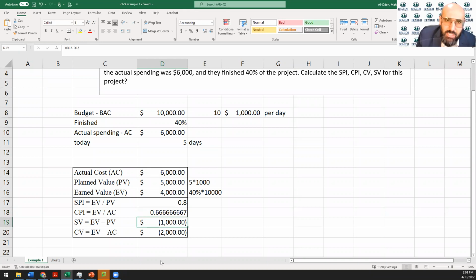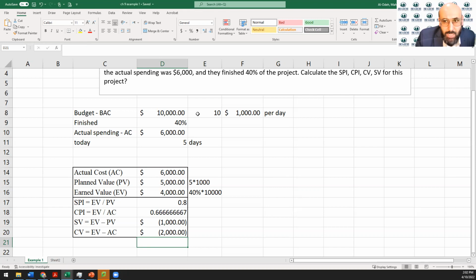And the SV, the schedule variance, is earned value minus the planned value, which would be 4,000 minus the 5,000, that would give you a negative $1,000. And the CV is earned value minus the actual cost, which would be negative $2,000, coming from 4,000 minus the 6,000. All right, so that's the calculation for it.